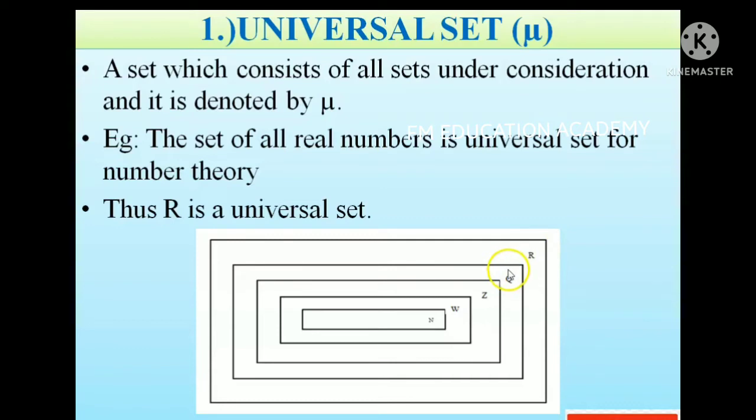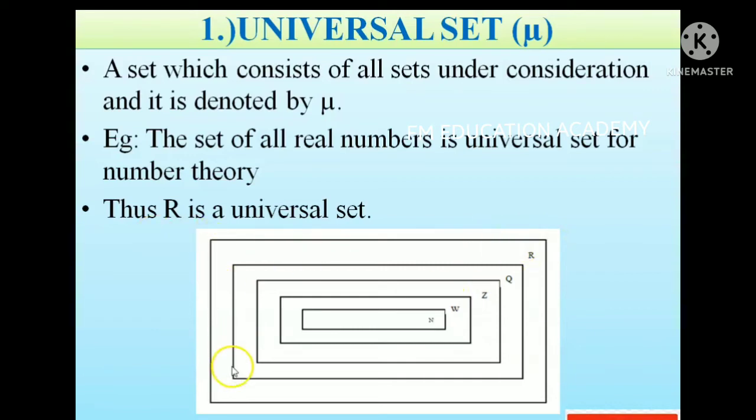So in real numbers, you have rational numbers, and in rational numbers you have integers, and in integers you have whole numbers, and in whole numbers you have natural numbers. That is, natural numbers start from 1. Okay, whole numbers start from 0. So natural numbers are a part of whole numbers. Similarly, whole numbers are a part of integers, and integers are a part of rational numbers, and rational numbers are a part of real numbers.